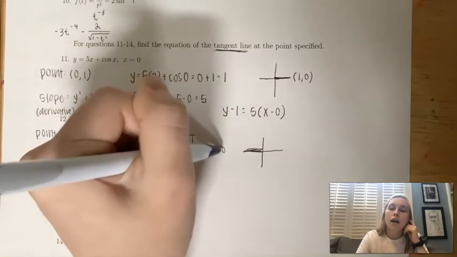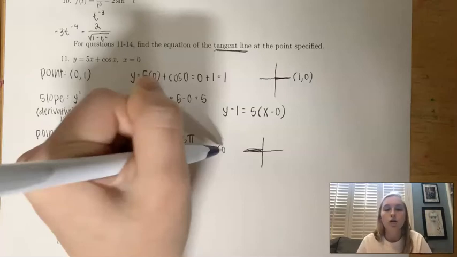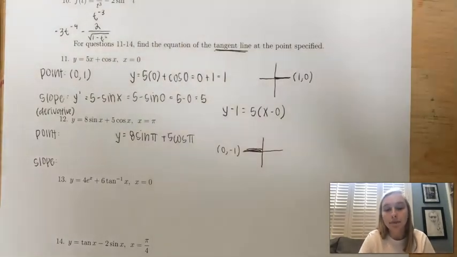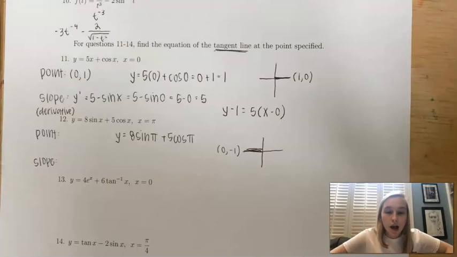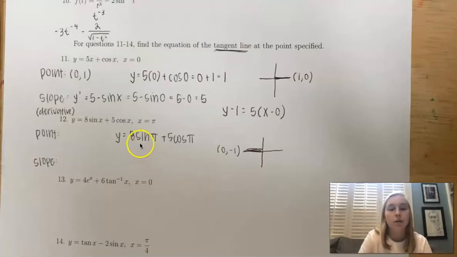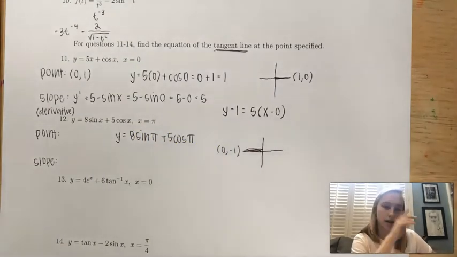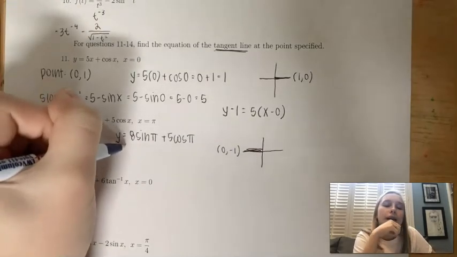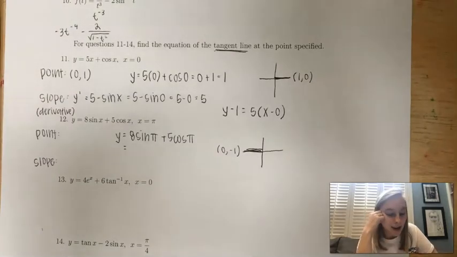So on the unit circle, 0 is on the right, pi is on the left. So the point is 0, negative 1. Like I said before, the x value is cosine and the y value is sine. We'll be using both of these since the equation contains sine and cosine. So I'm going to write it out so you can see it. You're going to plug it in. You're going to get 8 sine of pi, which is actually -1.